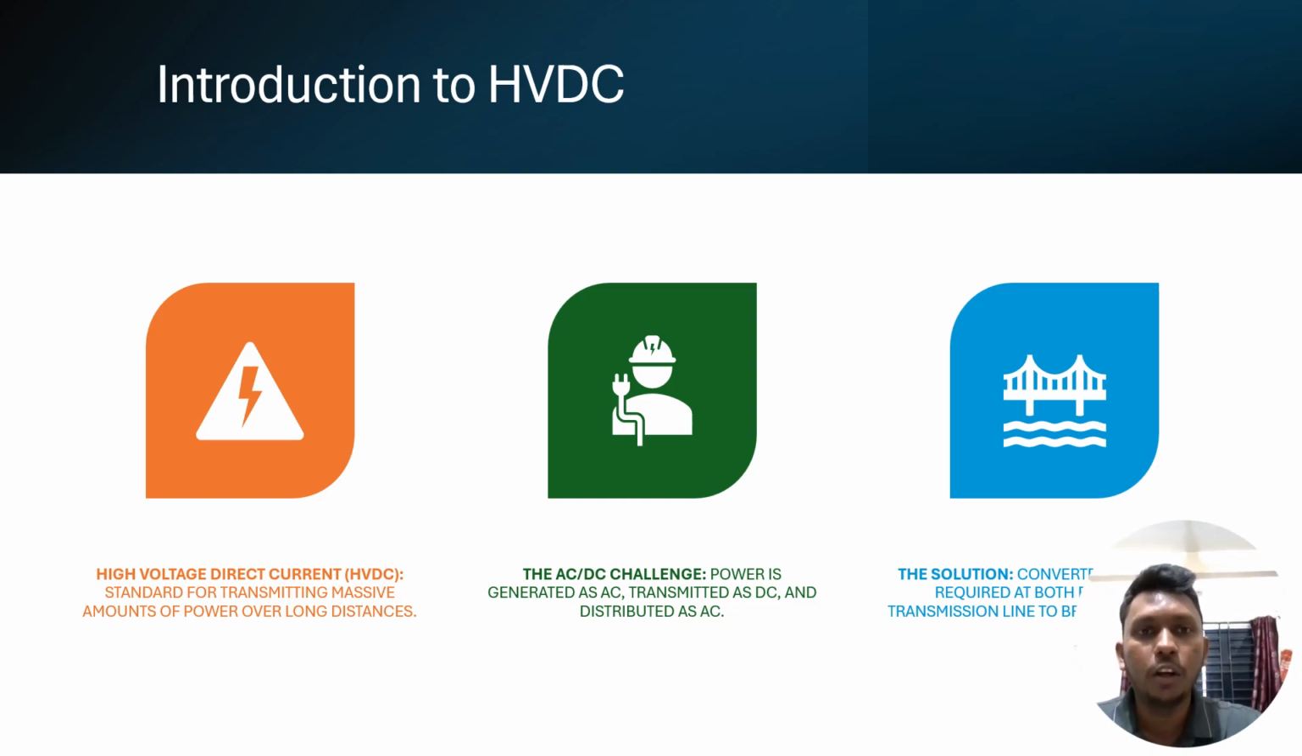The types of high voltage direct current system are basically monopolar and bipolar. Monopolar is one conductor with ground return, which is normally negative, and bipolar is two conductors, positive and negative.